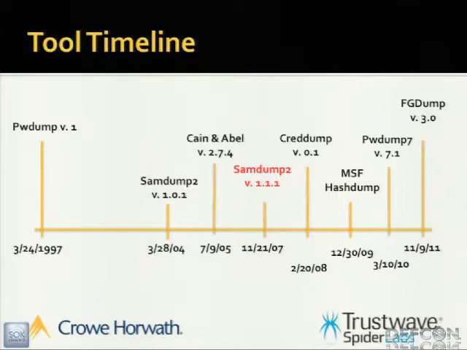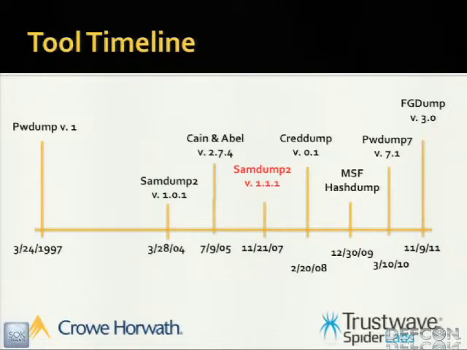So when we look at this from a timeline perspective, now that we saw the relationship, I want to quickly go through just where we started. This actually reaches all the way back to 1997. PWDump version 1 was released then. And there are quite a few tools that were introduced between that time frame, but then SamDump was released in 2004. We had Cain and Abel start doing this method in 2005. And then in 2007, there was something really cool that happened.